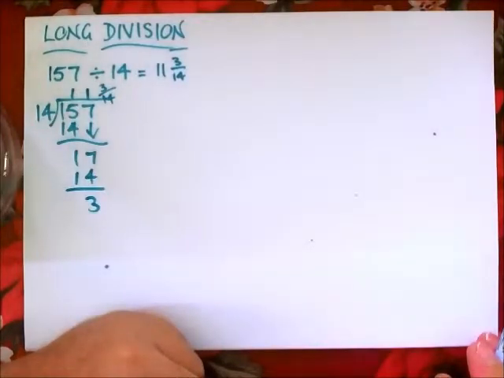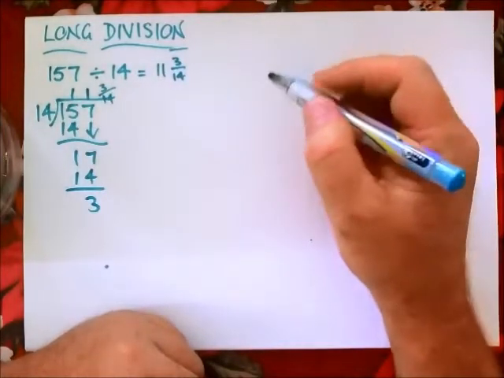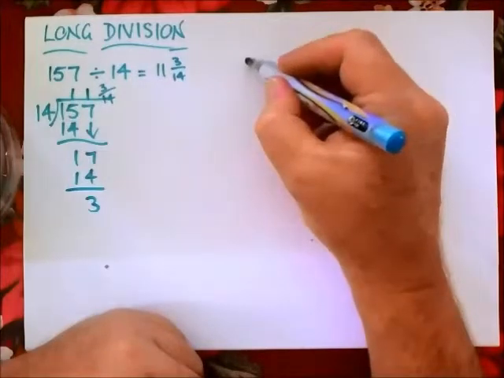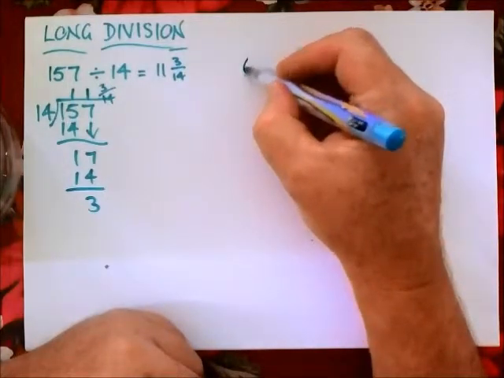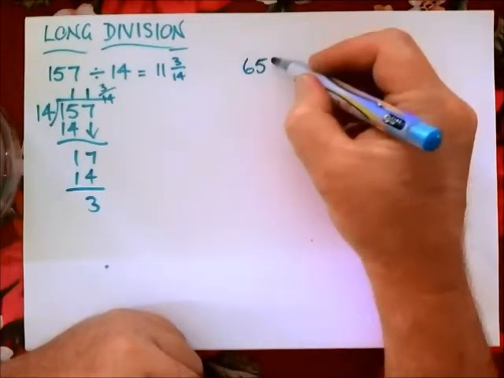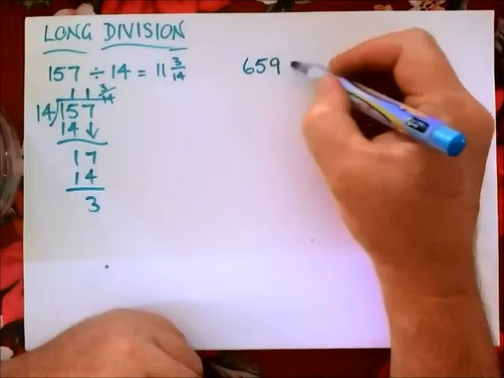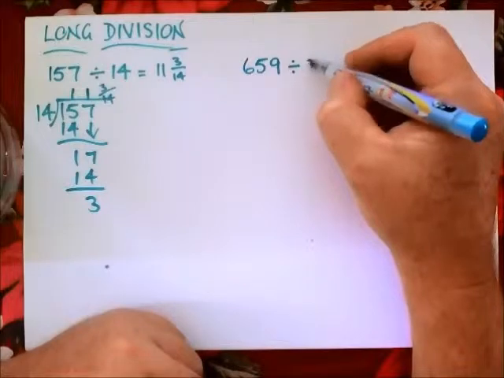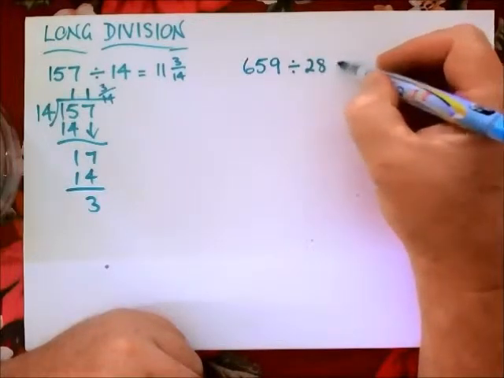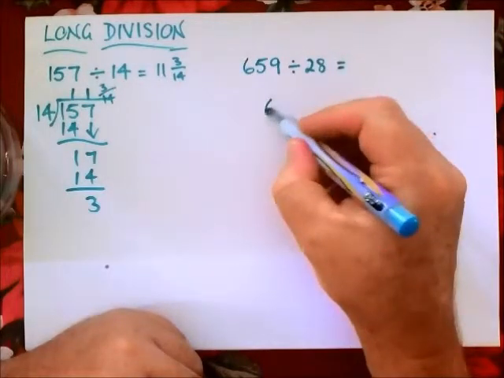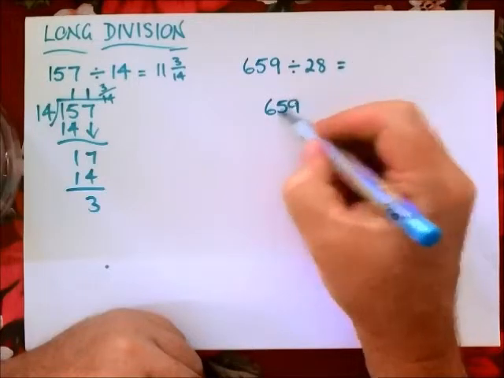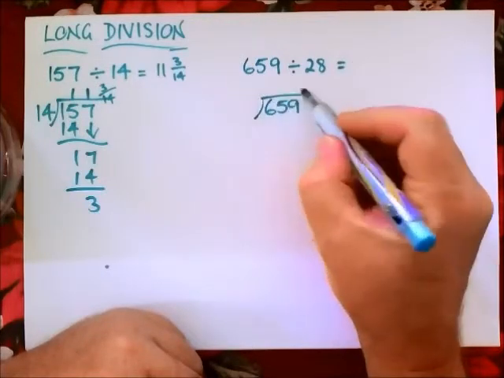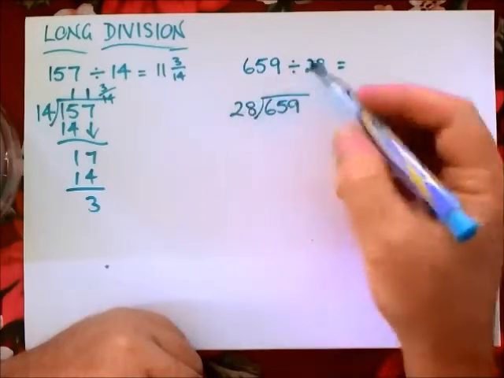What about a question like 659 divided by 28? So again, I won't attempt to do the question in that form. I will rewrite the question in my long division format. So 659 goes underneath the division sign and the 28 on the outside.